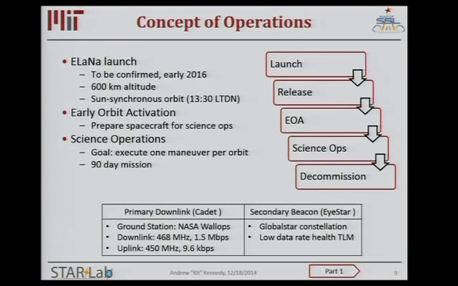And I just wanted to talk a little bit about the concept of operations for how the spacecraft will work and how that maneuver fits in. So we have a launch via the Educational Launch of Nanosatellites program through NASA, and that should be in early 2016. We're going to be in a 600 kilometer altitude sun synchronous orbit. So that's our release, basically.